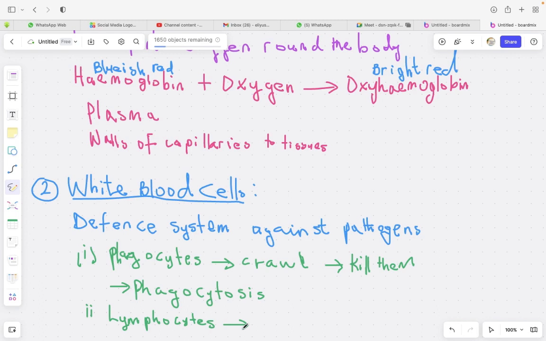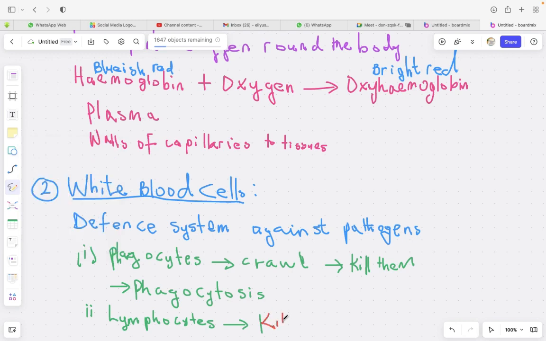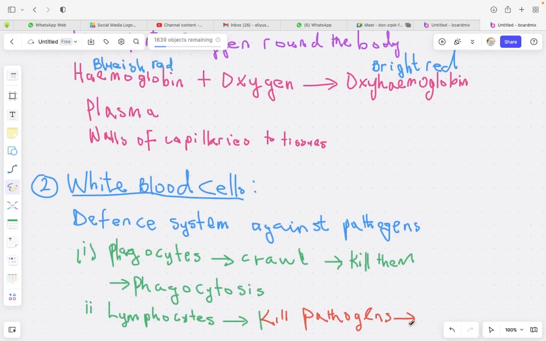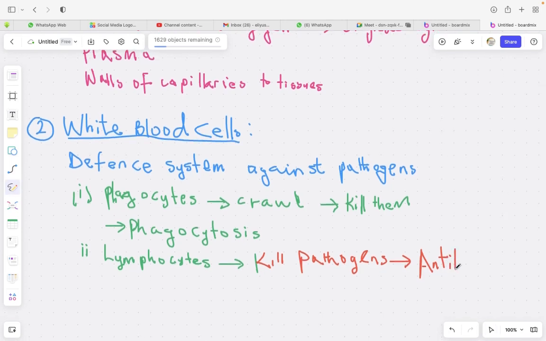Okay, the lymphocytes kill pathogens by secreting chemicals called the antibodies. They kill pathogens, okay, by releasing what? Antibodies. In their case, they secrete a chemical called the antibodies. So once they do this, they're able to kill them.